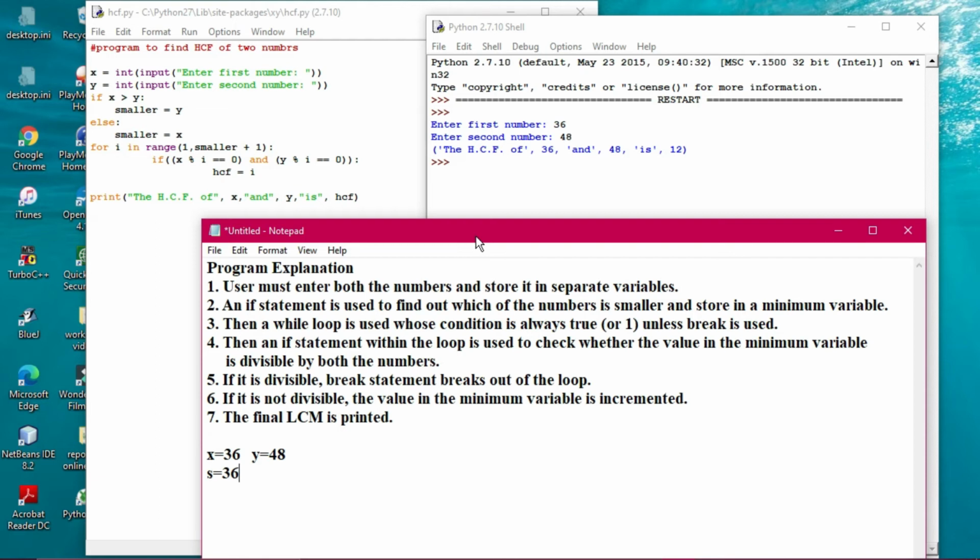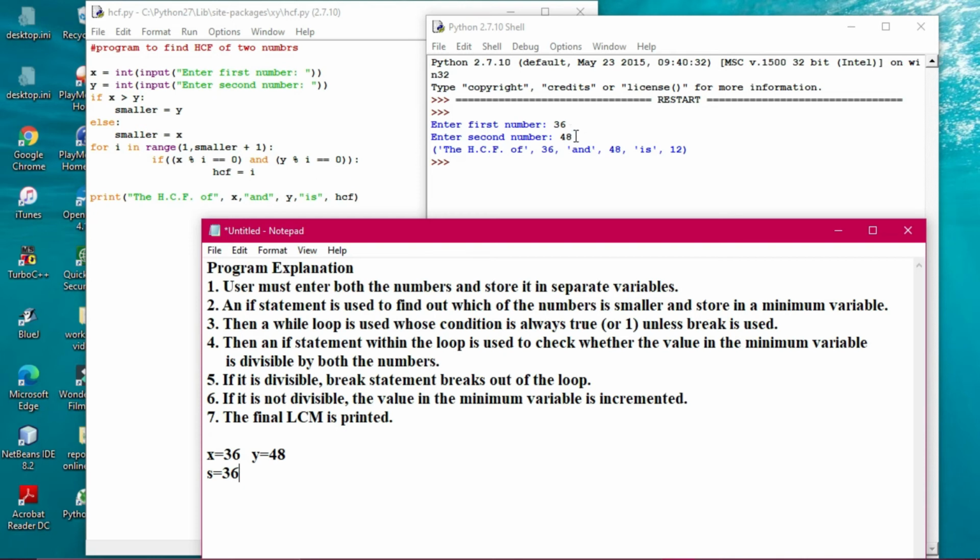That means what? It will go from 1 to 36. The loop will continue from 1 to 36. Within that, what is happening? The number which will actually divide both x and y, that will be the HCF. Very clear. Okay, so what is happening?